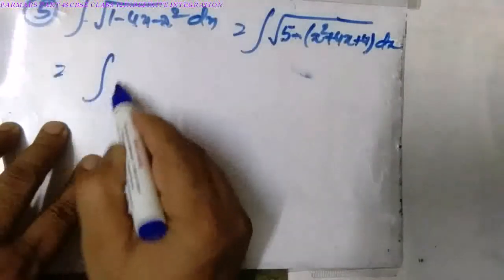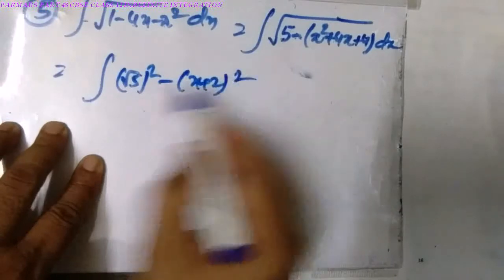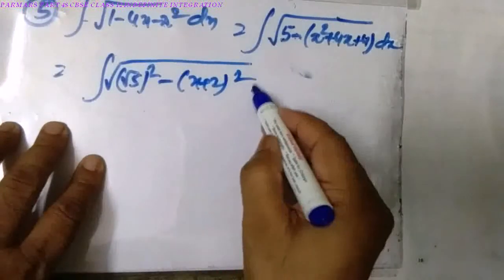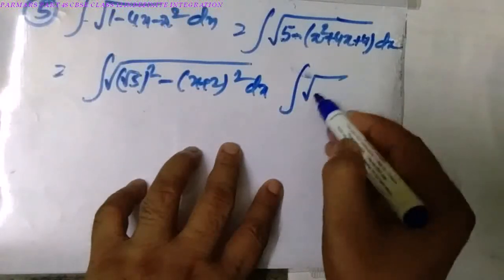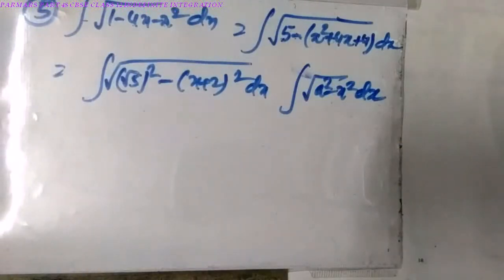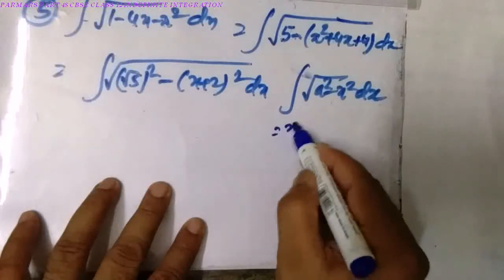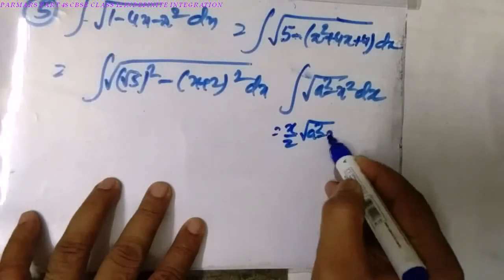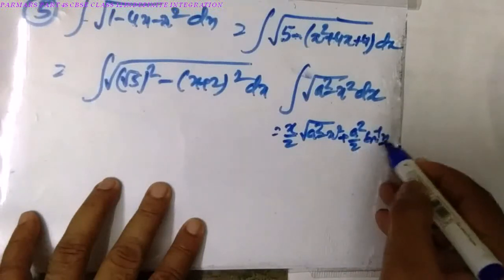So here we have root 5 whole square minus x plus 2 whole square, and the whole root under. So again, what is in it is in the form of root under a square minus x square dx. You can say the answer should be what? Tell me. What is the integral of root under a square minus x square? As usual, it is x by 2 root under a square minus x square, plus a square by 2 sine inverse x by a, plus c.